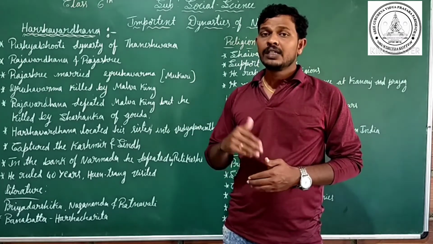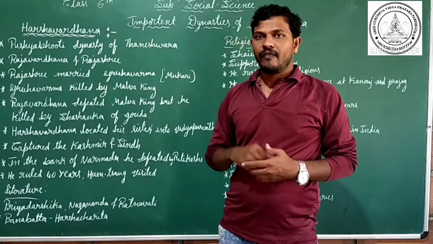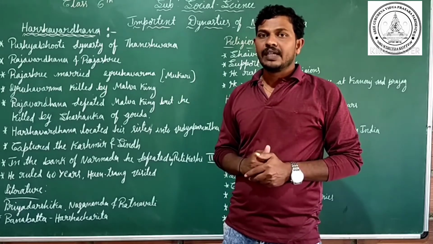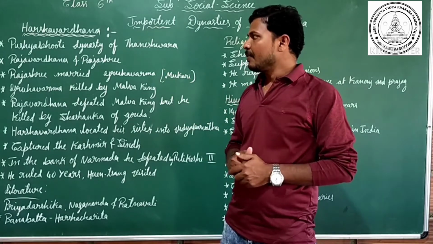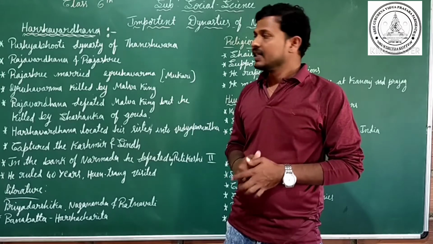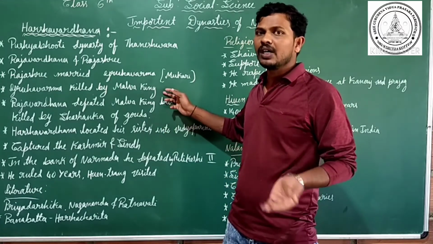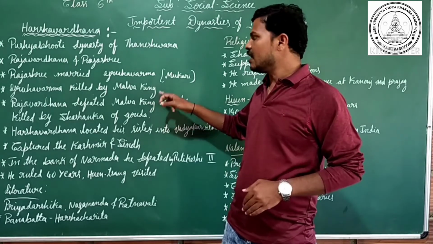When Prabhakara Vardhana died, Rajavardhana ascended the throne. When Rajavardhana ascended the throne, his sister Rajashri married Gruhavarma. This Gruhavarma belongs to the Mukhari dynasty. This Gruhavarma was killed by the Malwa king. So Rajavardhana took revenge against the Malwa king.